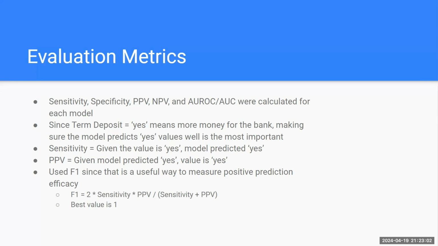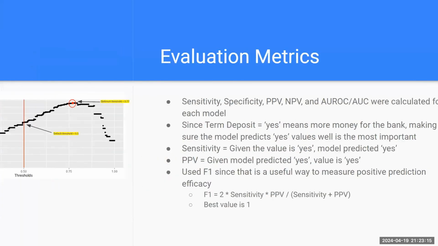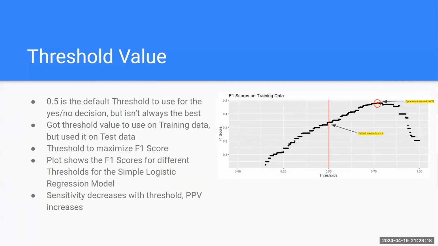A good way to combine those two metrics is the F1 score, which the formula is given below. Similar to both sensitivity and PPV, it's a value that ranges from 0 to 1, with 1 being the best value. In addition, to actually get the sensitivity, specificity, and all those metrics, you need to select the threshold value. The default value is normally 0.5. However, we wanted to choose a value that would maximize the F1 score, and you can see that for the logistic model, that was 0.77 on the training data.